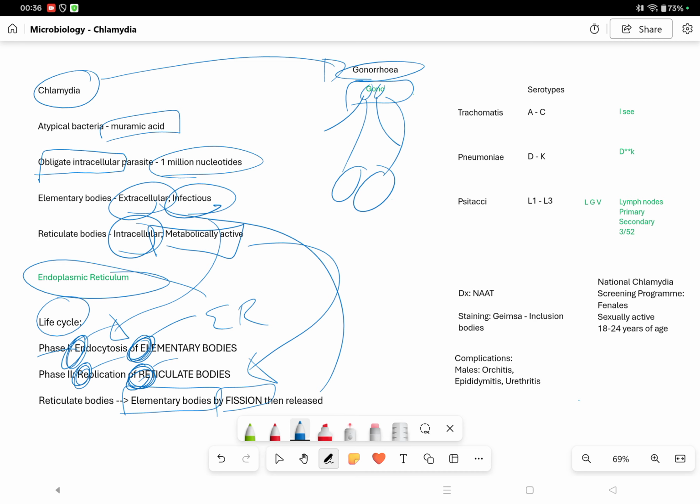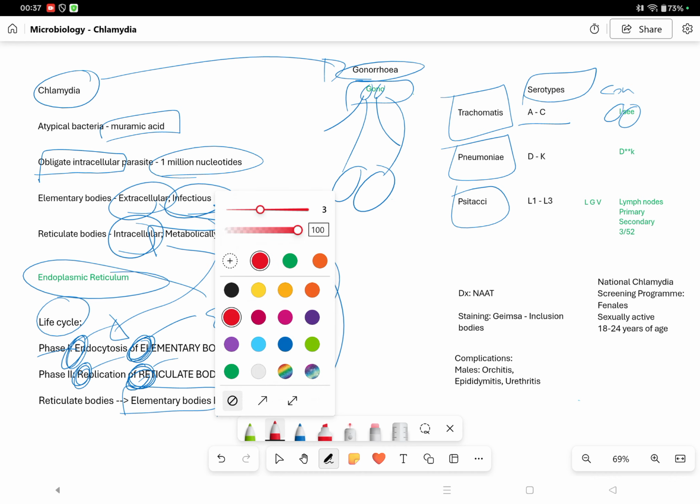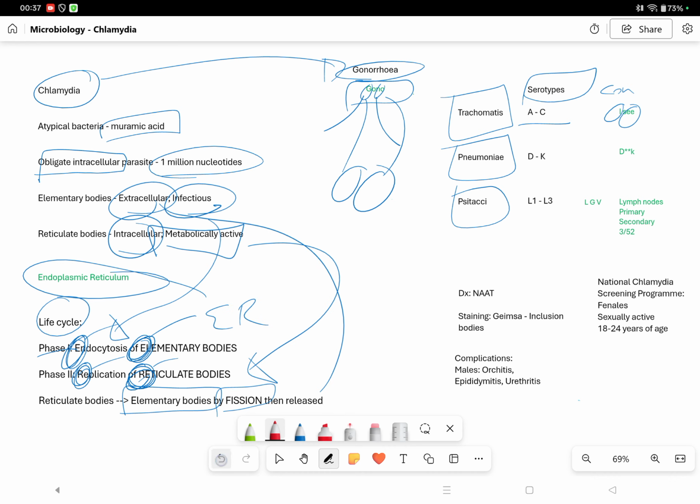Okay, there are different types of chlamydia, looking at the serotypes. You've got Chlamydia trachomatis, pneumoniae, and psittaci. And your serotypes are A to C, as in C. If I C, this is going to give rise to conjunctivitis.